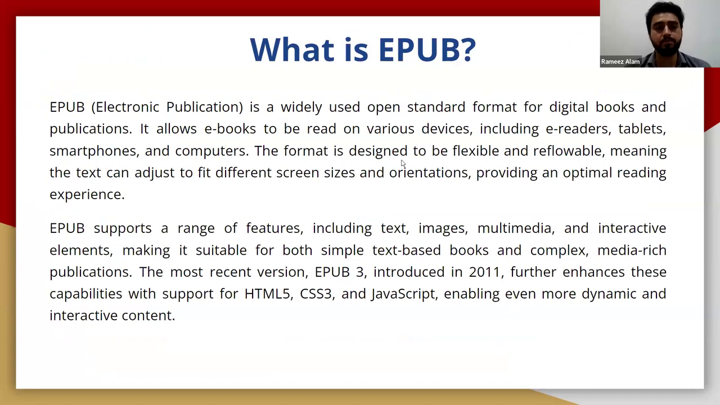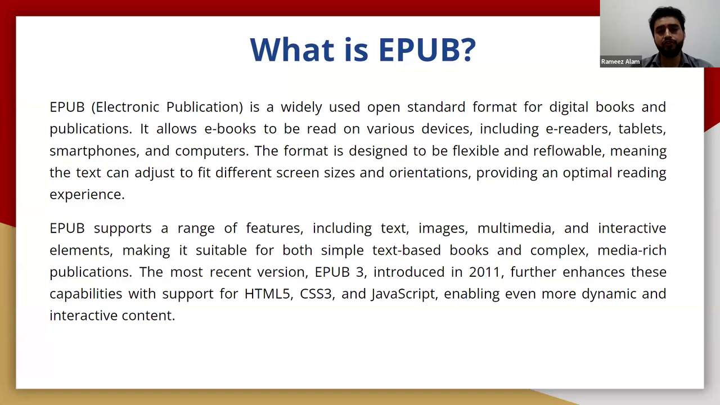EPUB, one of the most important types of ebooks, stands for electronic publication. It is an open standard format for digital books and publications. It allows ebooks to be read on various devices, including e-readers, tablets, smartphones, and computers. The format is designed to be flexible and reflowable, meaning the text can adjust to fit different screen sizes and orientations, providing an optimal reading experience.